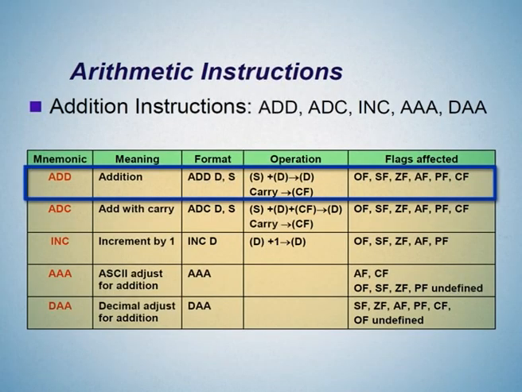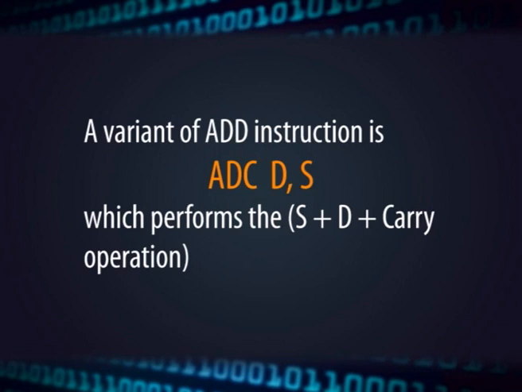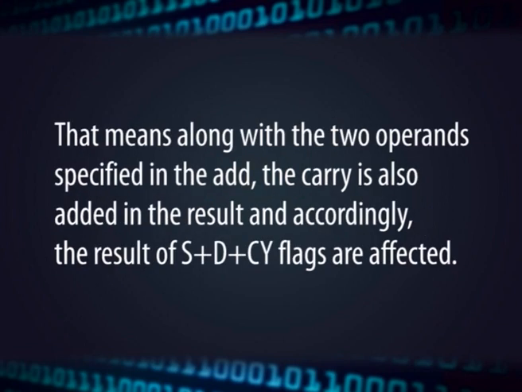The S in the instruction ADD D, S could be one of the data registers or a constant number specified along with the instruction. A variant of the add instruction is ADC D, S, which performs S plus D plus carry. That means, along with the two operands specified in the add, the carry is also added into the result, and accordingly the result of S plus D plus CY, and the flags are affected.